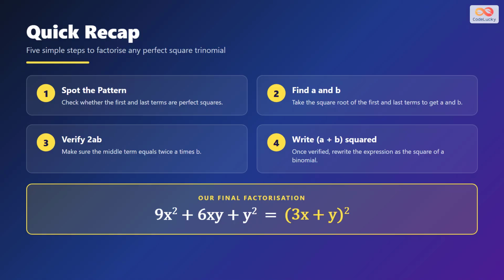Let us quickly recap the method. First, spot the pattern by checking if the first and last terms are perfect squares. Second, find a and b by taking those square roots. Third, verify that the middle term equals 2ab. Fourth, rewrite the expression as a plus b whole squared. Following these simple steps, we have successfully factorized 9x squared plus 6xy plus y squared into 3x plus y whole squared. Thanks for watching and happy learning.